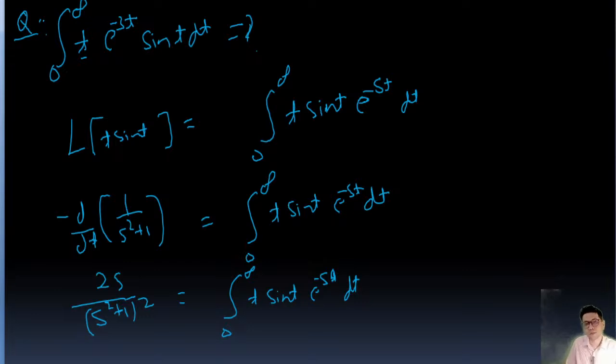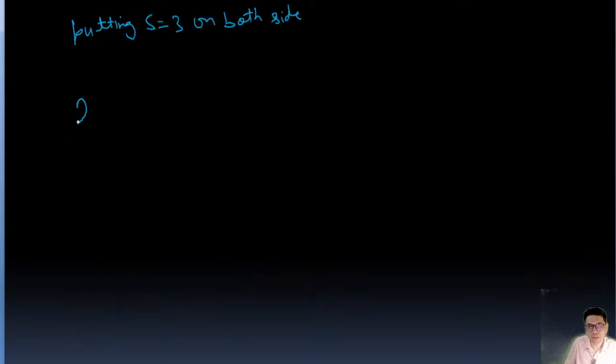Putting s equal to 3 on both sides, we have put s equal to 3. So s means 2 into 3 upon 3 square plus 1 whole square.